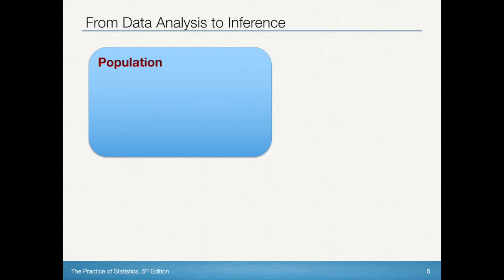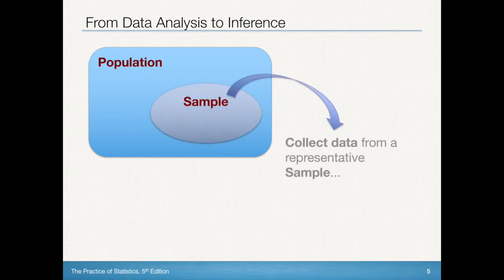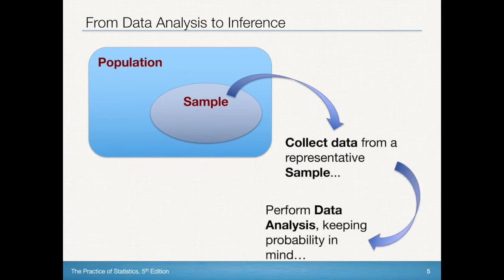So all data analysis starts with a population of interest. And from that population, we have to decide what sample we're going to take from that population. We're going to collect that data in such a way that we're going to be able to perform the data analysis, such as creating the plots, making calculations, and things like that.